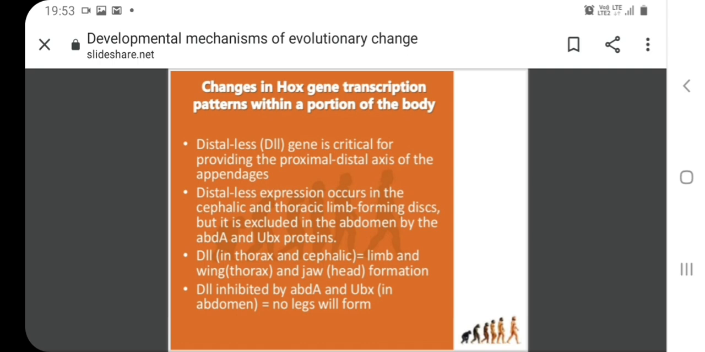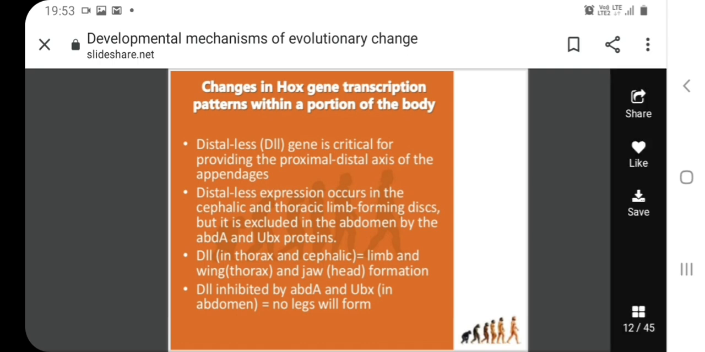The distal-less gene is important for providing the proximal distal axis of the appendages.